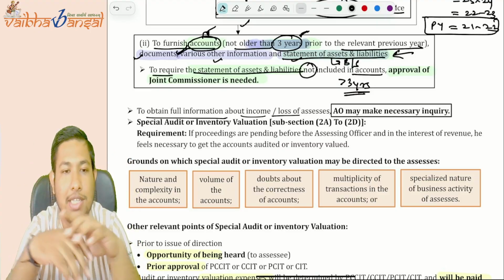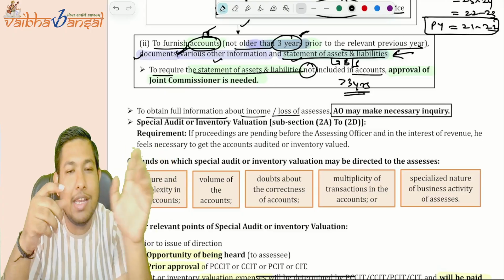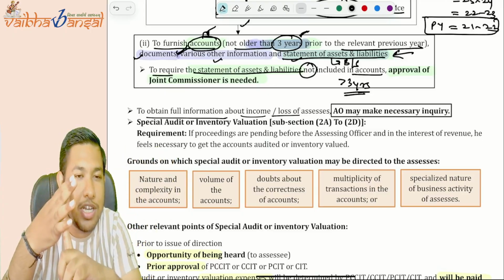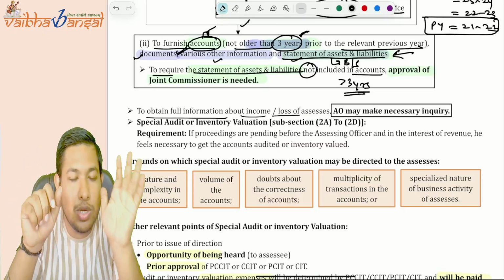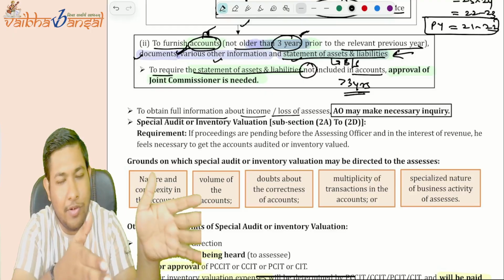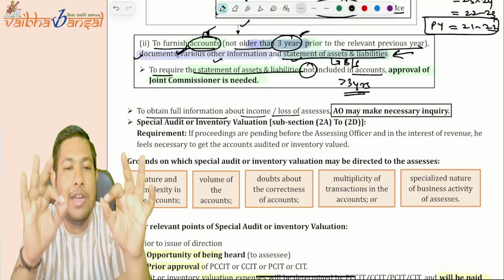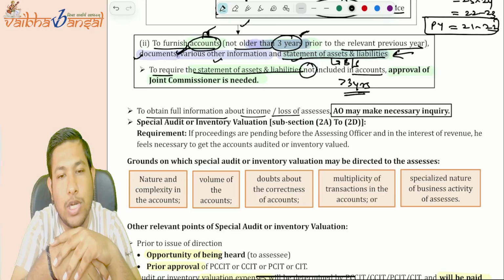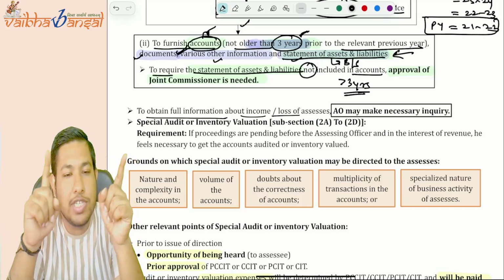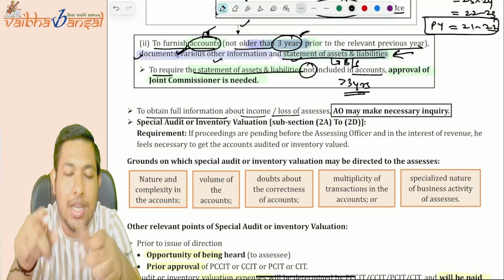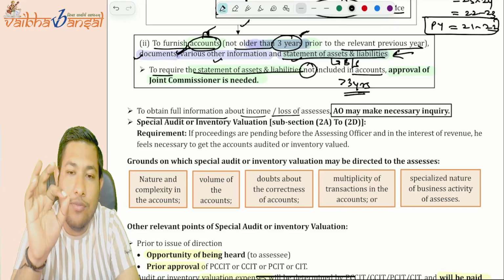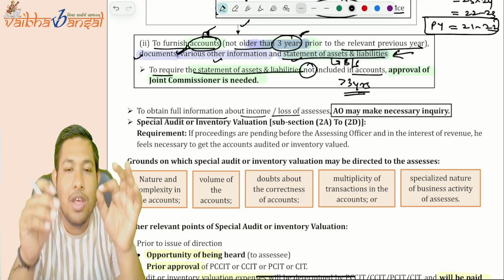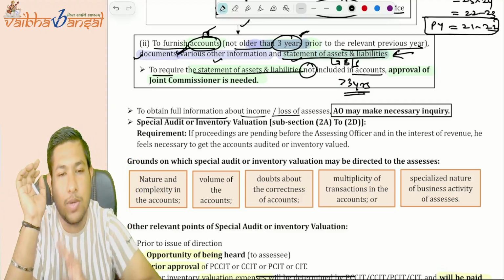Earlier, special audit was only included for the accounts part, but from the last 2 or 3 years, the inventory valuation is also covered in this particular section. Whether the assessing officer can ask for the inventory valuation? Yes, he can also ask for the inventory valuation. In what circumstances will it be asked for? These circumstances are given in this particular provision.